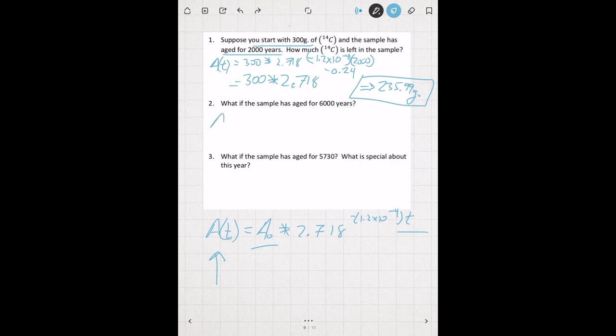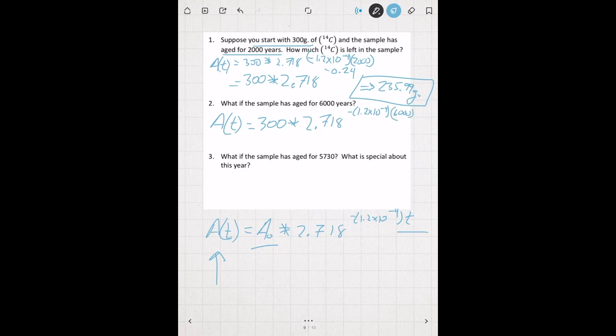So let's take A of t, and let's say, okay, you got 300 grams, and you're going to multiply that by 2.718 to the negative, let's see, that's 1.2 times 10 to the negative 4 power times 6,000.